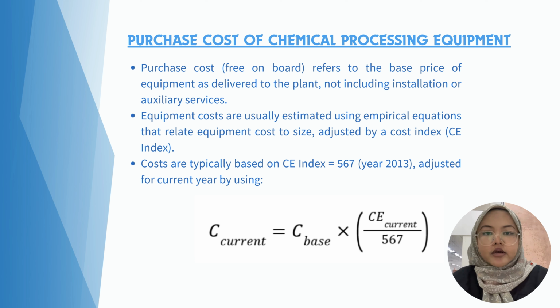is the CE index. Costs are typically based on the CE index of the year 2013, which is 567, adjusted for the current year by using this formula: the current equipment cost equals the base equipment cost times CE current divided by 567.